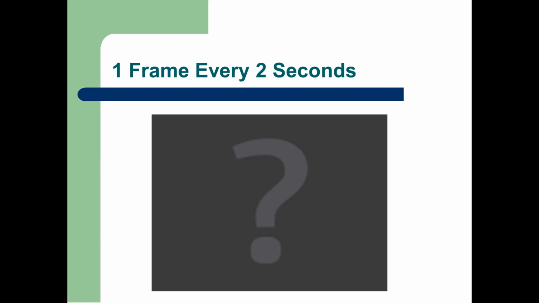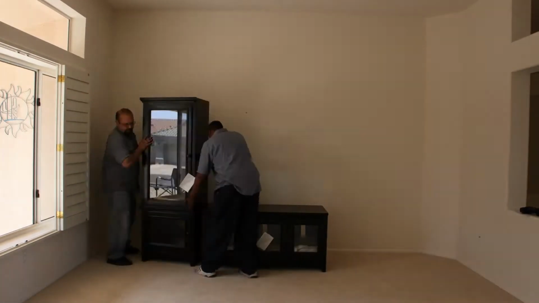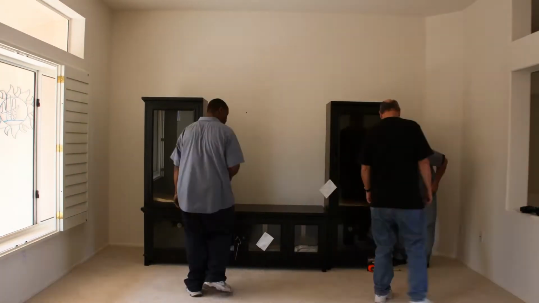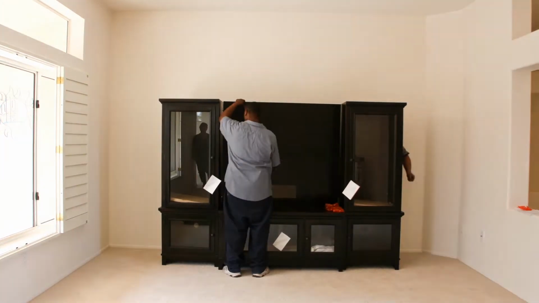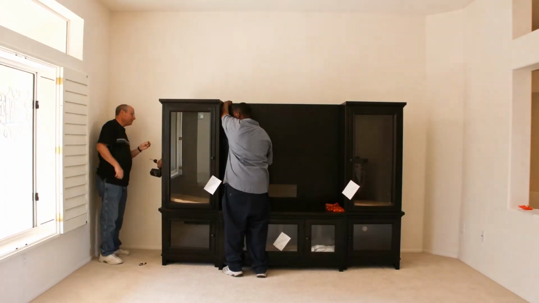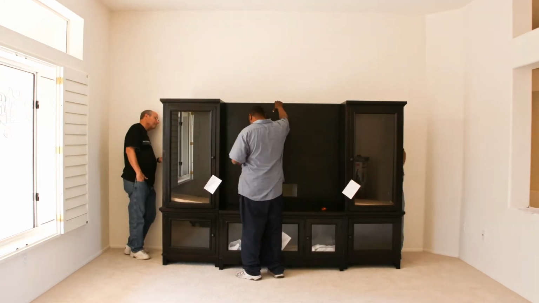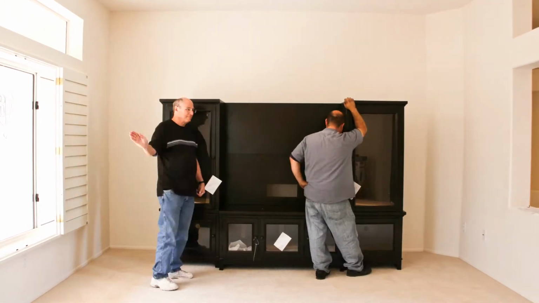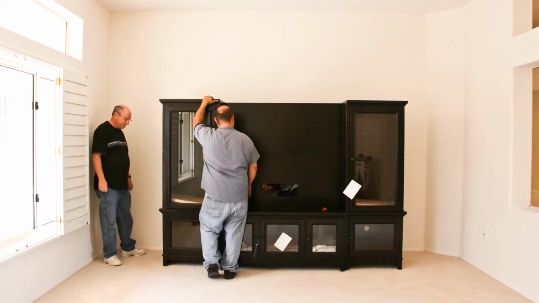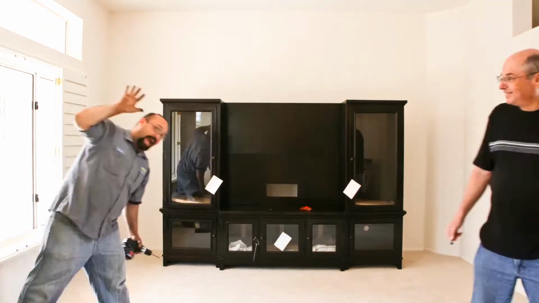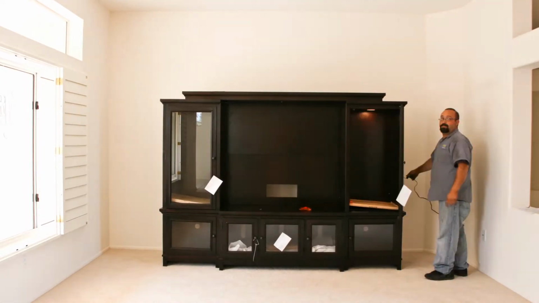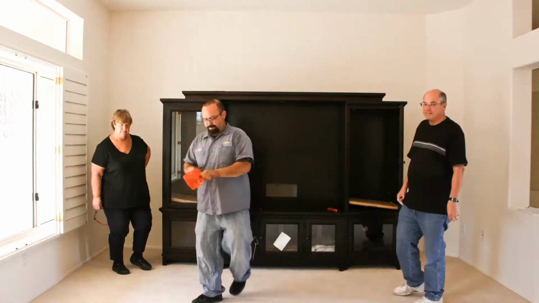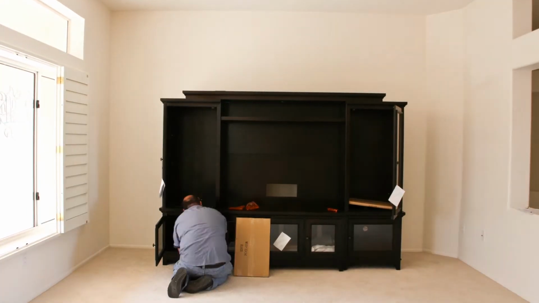I'm going to show you now what happens at 1 frame every 2 seconds. What I did is I set up a tripod and took a still photo every 2 seconds using an intervalometer of delivery men setting up an entertainment center. Now, what would have made the action smoother? If you take more frames per second, it'll be smoother. Up to a certain point, you have natural movement. But beyond that, it'll end up being slow motion because you'll have more frames taking the same amount of action.